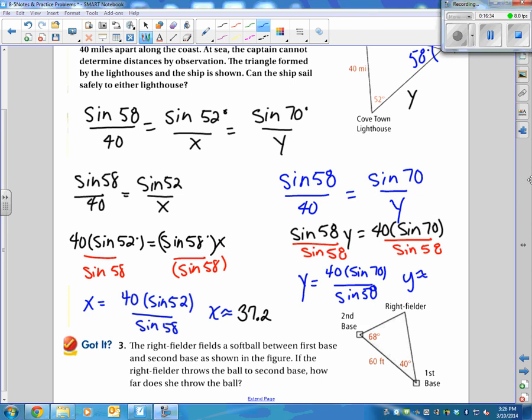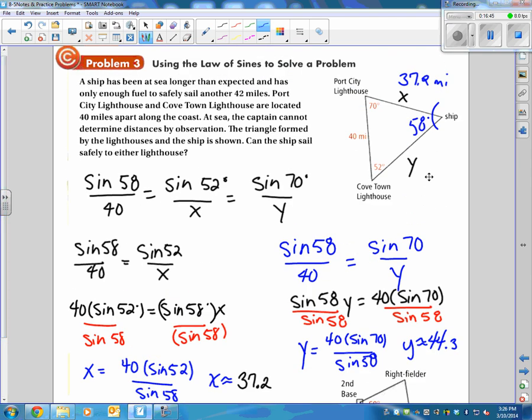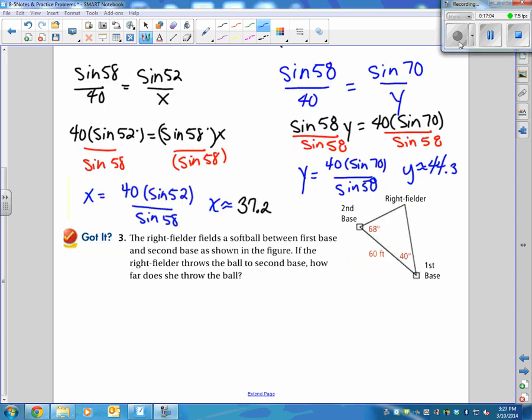Okay, so once we do that, punch it in the calculator, I got roughly 44.3. So that means that the distance from the ship to Cove Town is about 44.3 miles, making it just a little bit further. So it looks like the answer to that question is no, the ship does need to travel to Port City Lighthouse. That's going to be the best bet for that one.